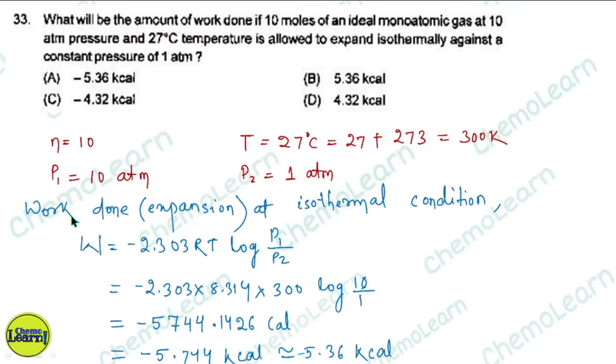See, for isothermal expansion, we have W equal to minus 2.303 nRT log P1 upon P2. Okay. And here n equal to 10 moles is given, and P1 is 10 atmospheric pressure, P2 is 1 atmospheric pressure. Temperature is given as 27 degrees Celsius. If you convert it into Kelvin, then it will be 300 Kelvin. So you just have to substitute all the values, and it will be equal to minus 5744.1426 calorie, and you have to convert it into kilocalorie. It will be minus 5.744 kilocalorie, which is roughly equal to minus 5.36 kilocalorie.